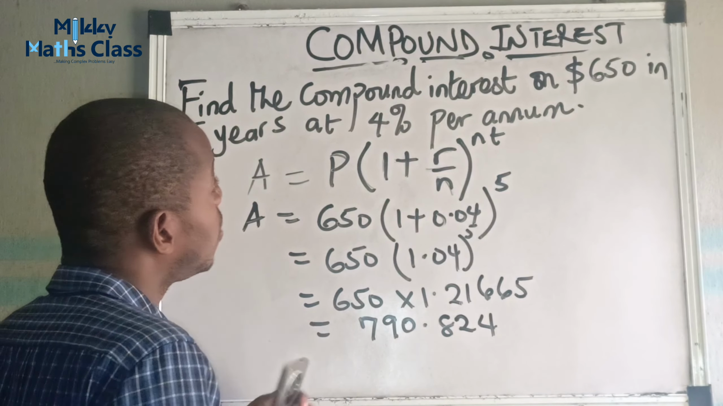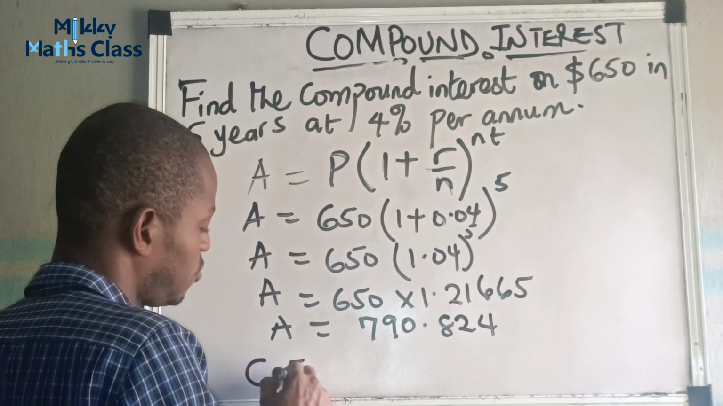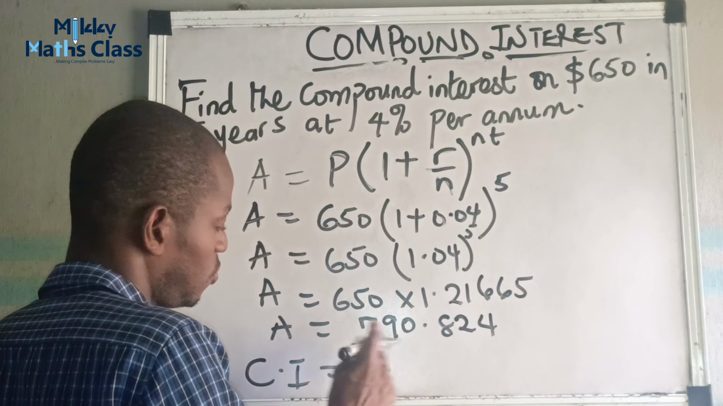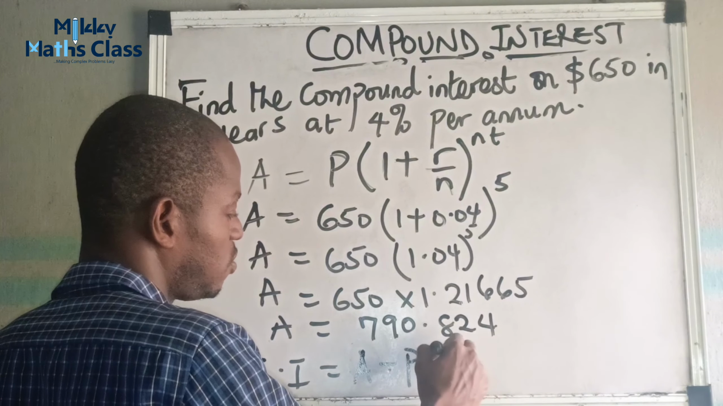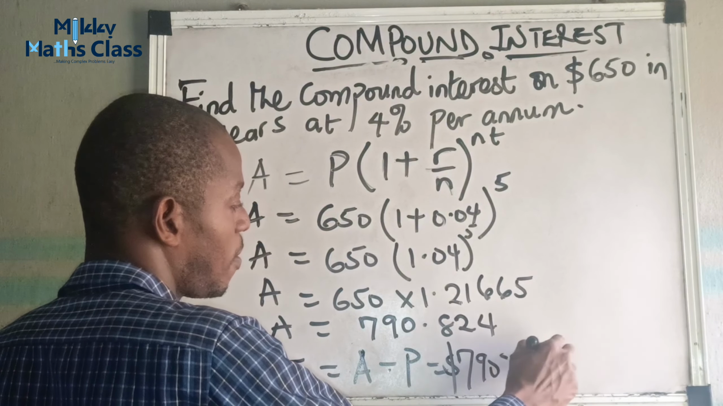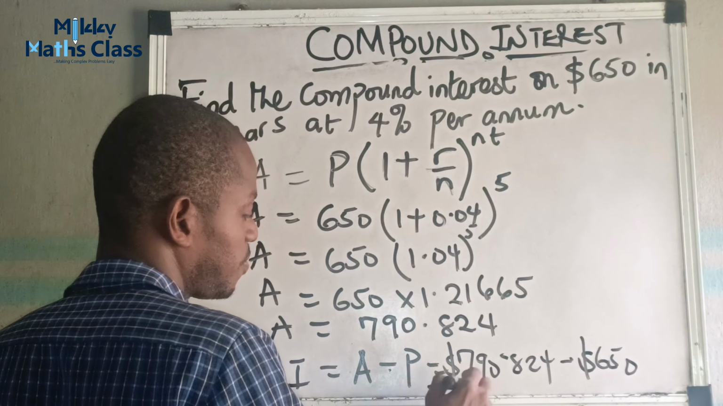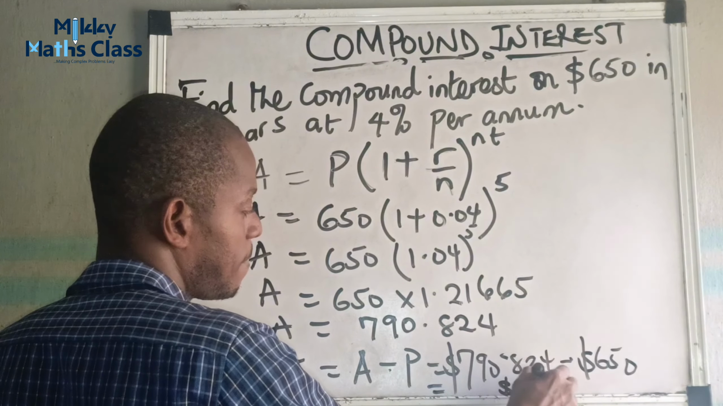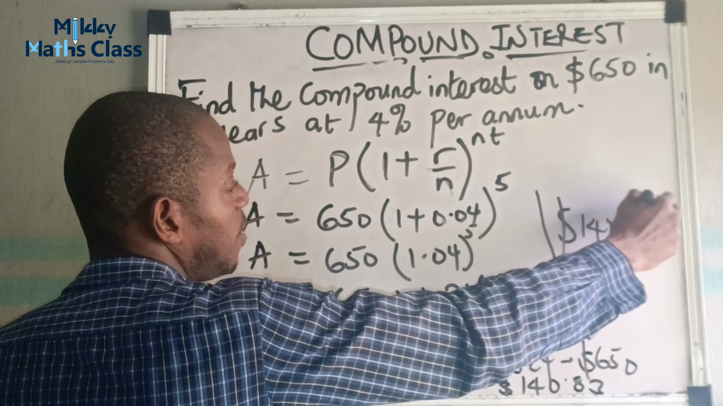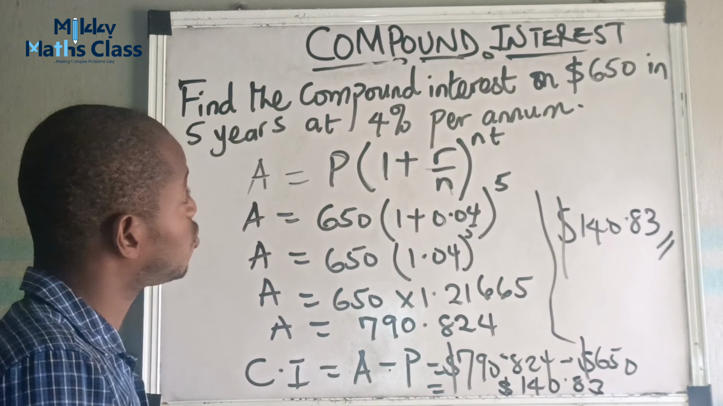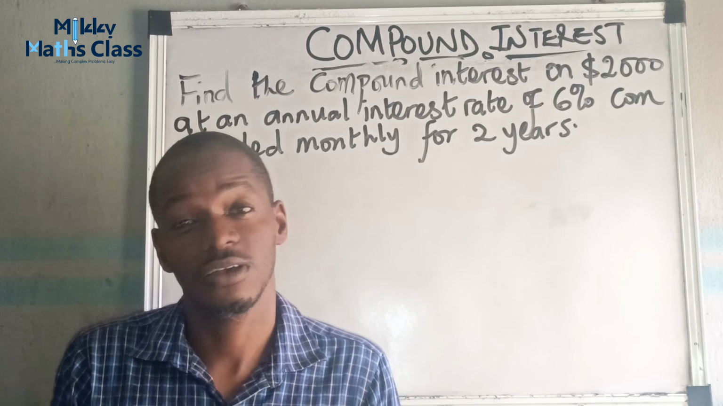Okay, so now this is our amount. Now remember our compound interest is equals to amount minus principal, which is equals to $790.824 minus $650. So which will give us about 140.83. So 140.83 thereabout is the compound interest on $650. All right, let's look at this third example.